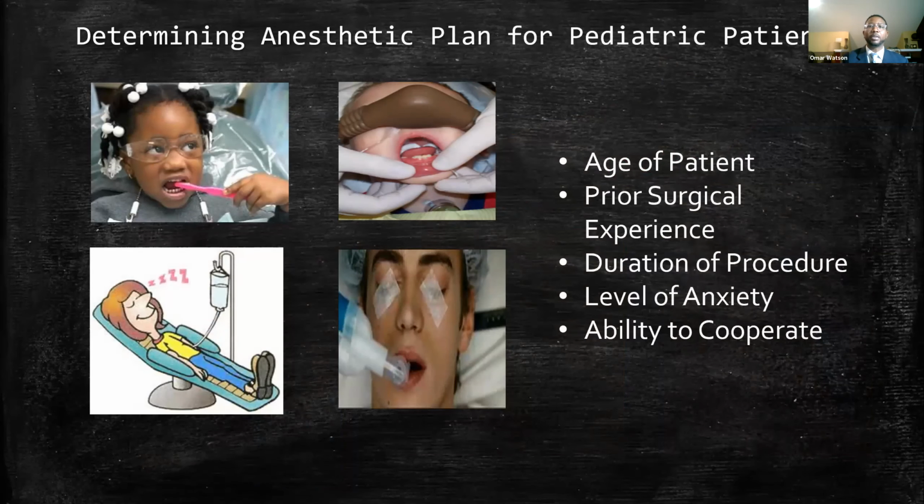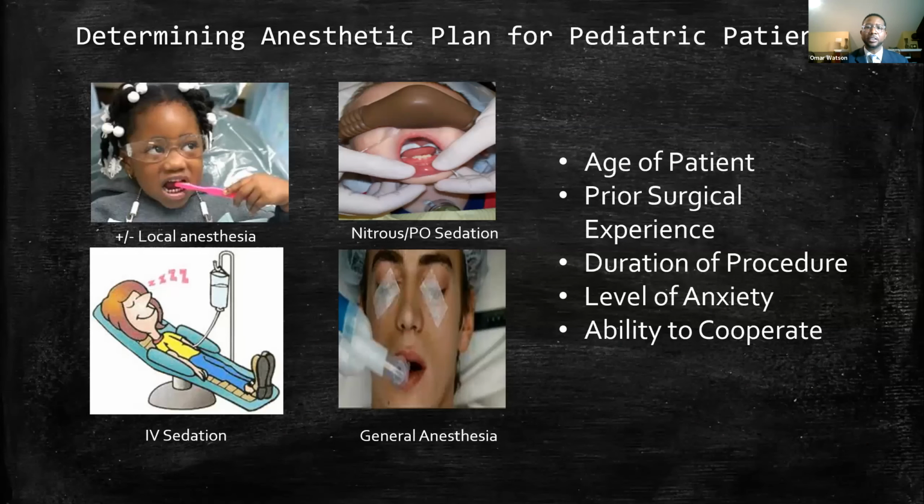So, determining the anesthetic plan for pediatric patients. In my office, in all of our offices as oral maxillofacial surgeons, of course, we perform procedures with local anesthesia, nitrous oxide, and/or PO sedation, IV sedation, and general anesthetic when need be. The things that I look at are obviously the age of the patient, prior surgical experience, the duration of the procedure, which is very important. And the last two, which we're concentrating on right now because they have a lot to do with anesthetic involvement of pediatric patients, are their level of anxiety and their ability to cooperate.